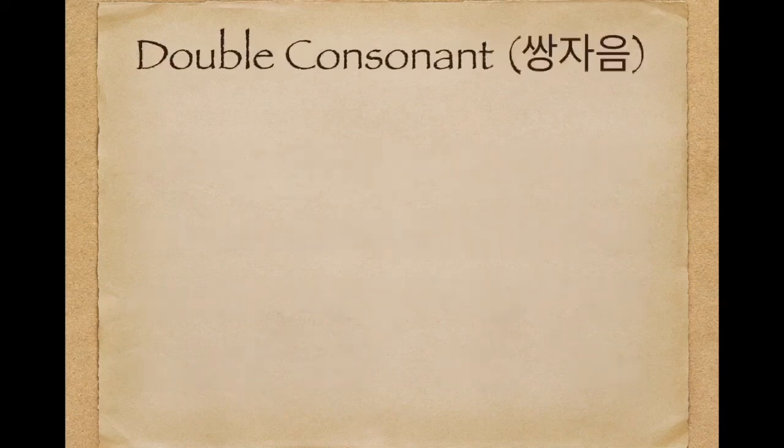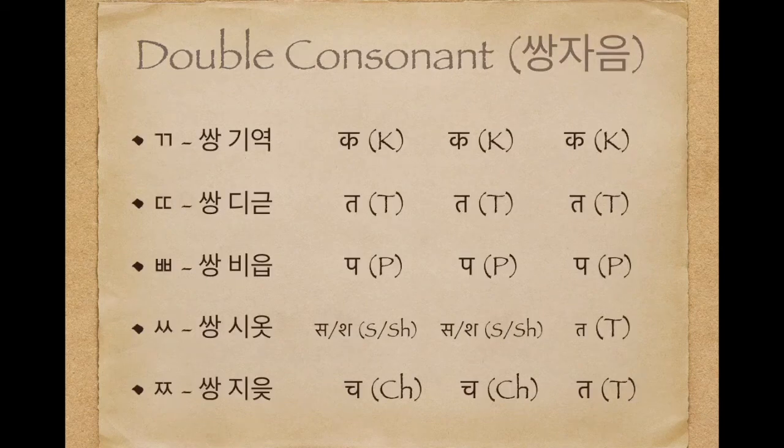Okay, and let's move on to the double consonants, or sanchaum. There are 5 sanchaum in the Korean alphabet. The first is sankhyat. When it appears either in the beginning or middle or as a past chain, the sound will be the same, k.